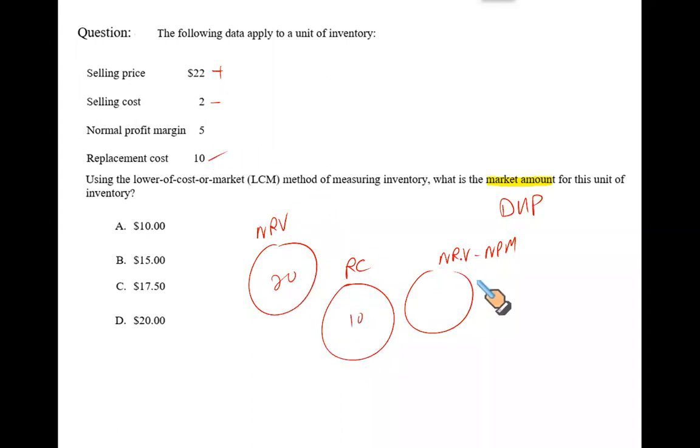And the NRV minus normal profit margin is 20 less 5, it's 15. Take the one that is the mid number, the middle one. So 10 is too low, 20 is too high, this is the mid number. So this is the designated market price, and this is the amount with which absolutely all of you got it right. Excellent. So that would make B the correct option.